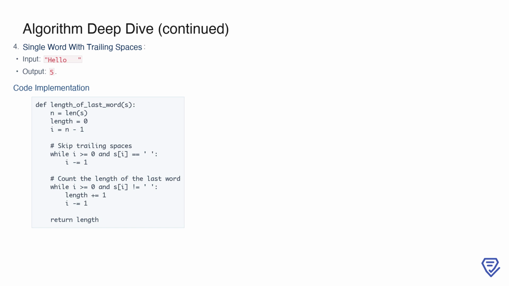The function length_of_last_word first calculates the length of the string and initializes the length variable to 0 and i to the last index.